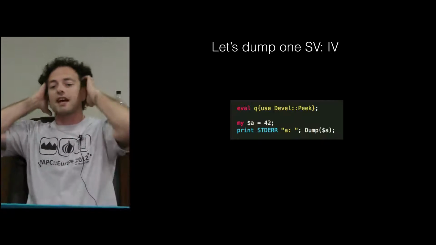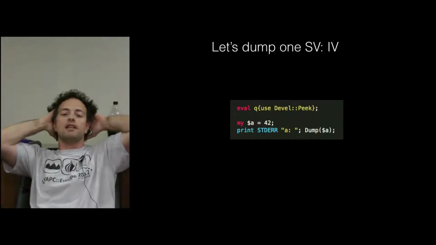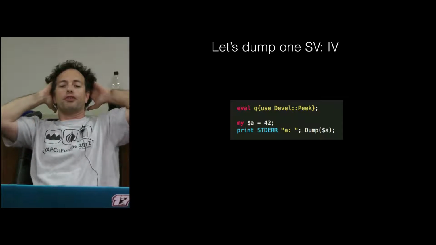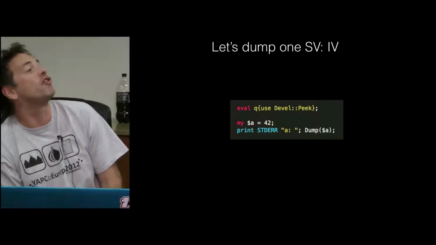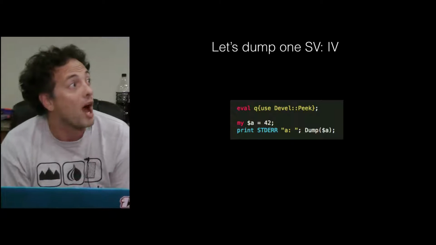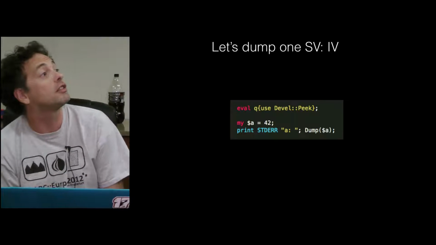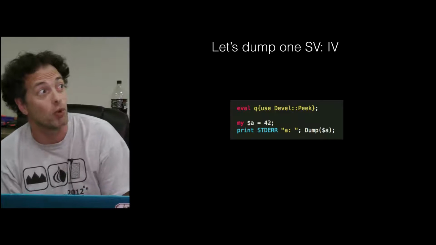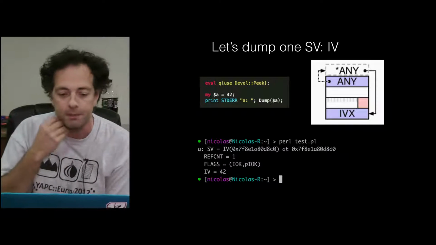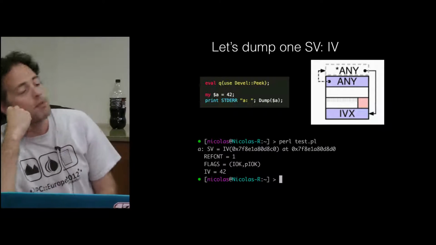So we can also play very easily with Perl and understand what we are doing. If I do this, I can use Devel::Peek, which is very useful to understand what happens behind. I can just set $a to 42. So this is one integer value, so this is one IV. And if I dump it, this is what happens.